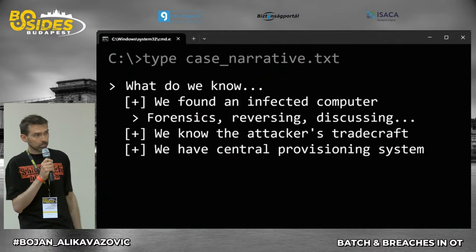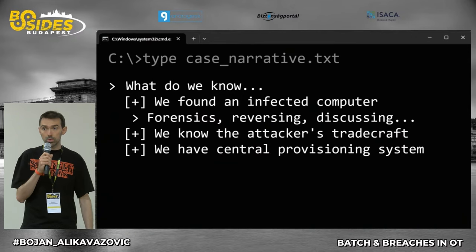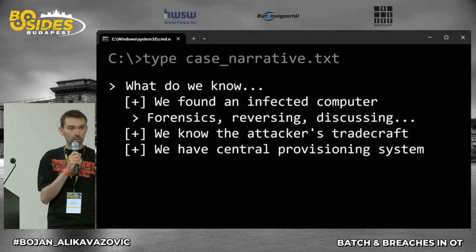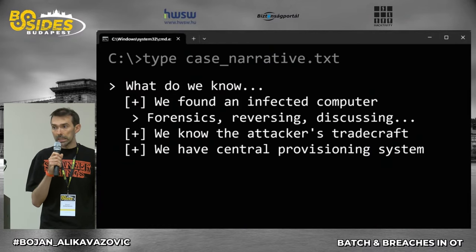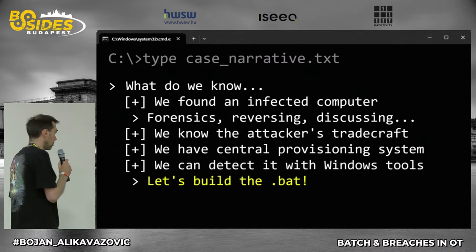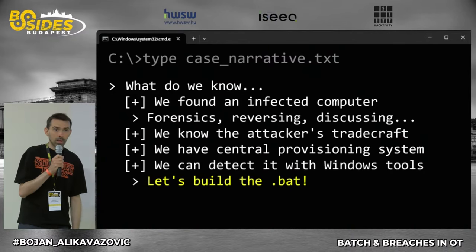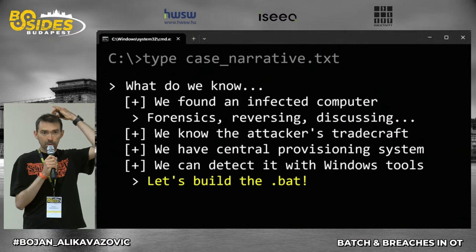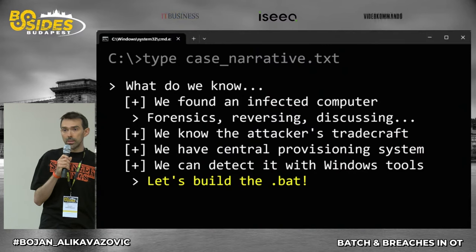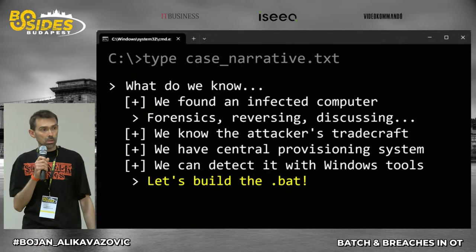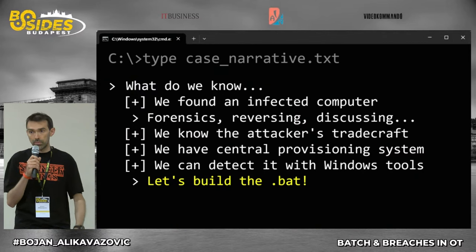the big industrial control system on every single geolocation remotely, without going to the location and checking manually infections, artifacts, etc. So I came up with a great idea. Let's build a BAT script and use natively built-in Windows tools to detect malware and to distribute this information to a data collector inside of our environment.